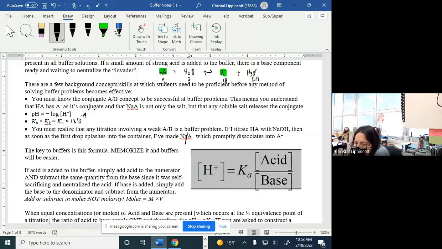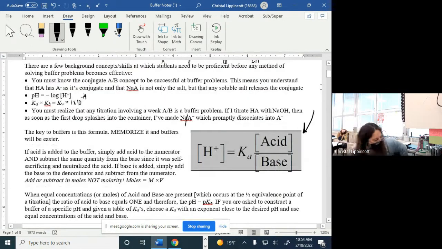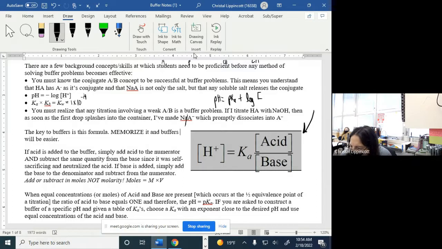Okay? The key to buffers is to memorize this. You need to commit this puppy to memory because it is not on your sheet. Now, what is on your sheet is this. So that's what's on your sheet. That's what they give you to work with. This is what we talked about yesterday, being the Henderson-Hasselbalch equation. This is what they give you.